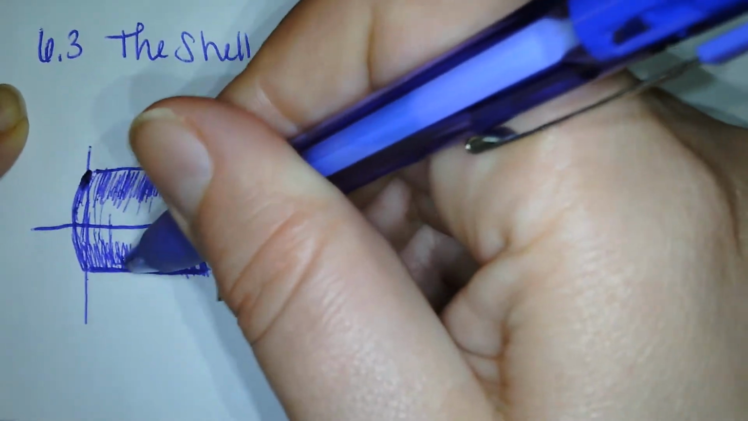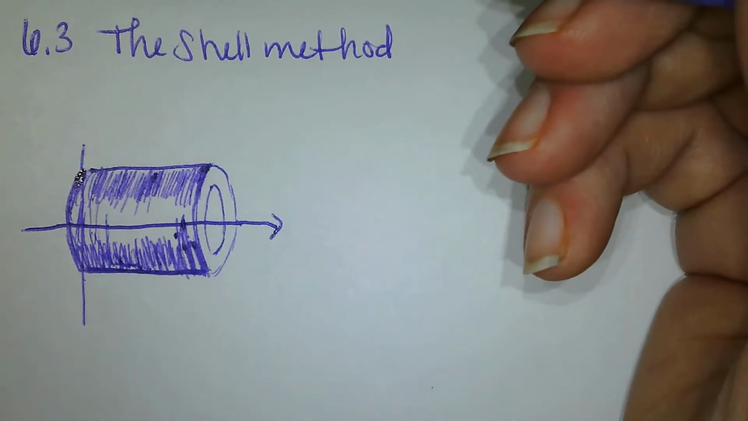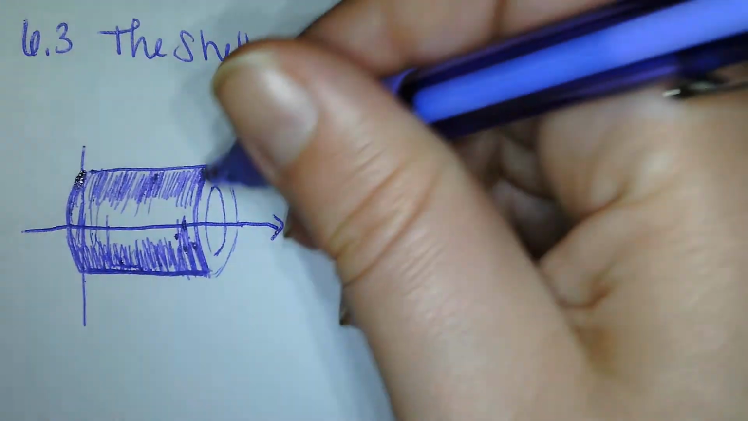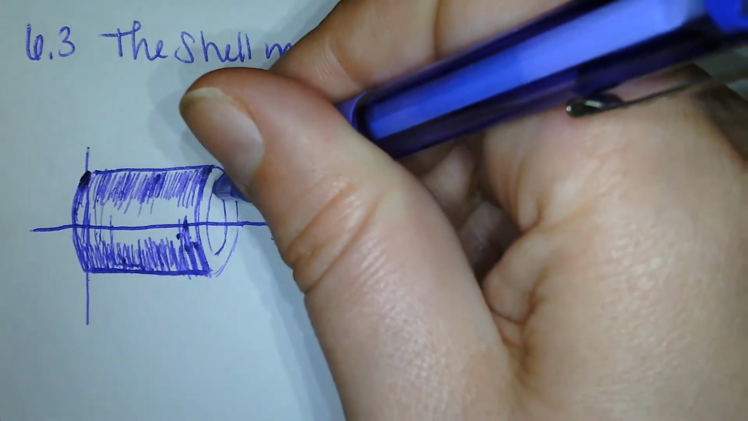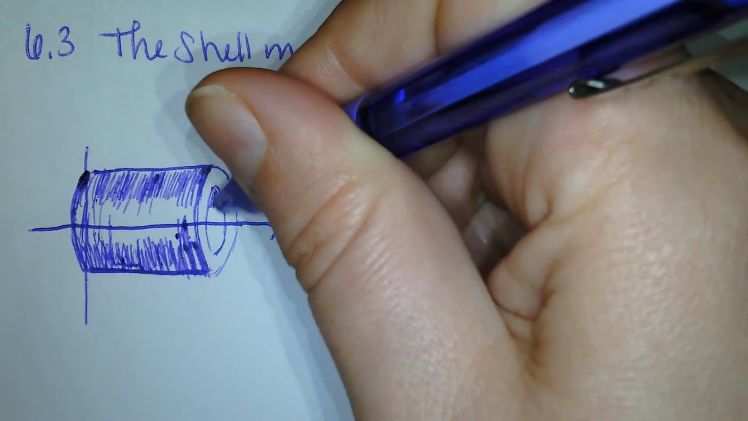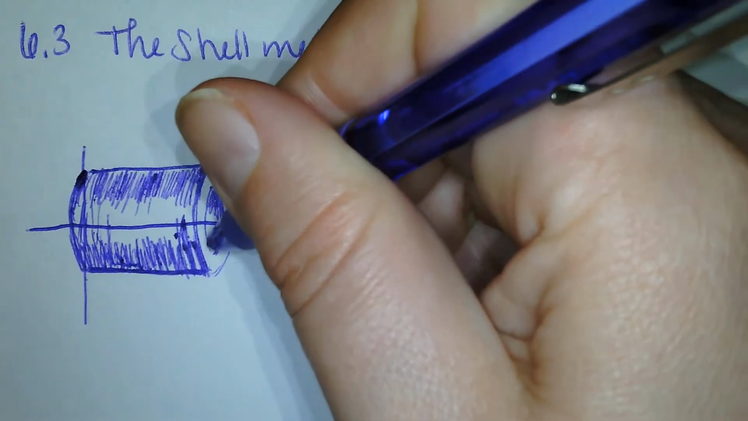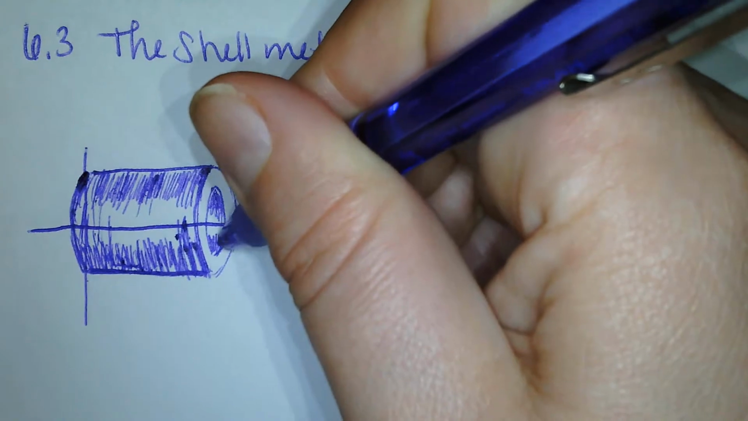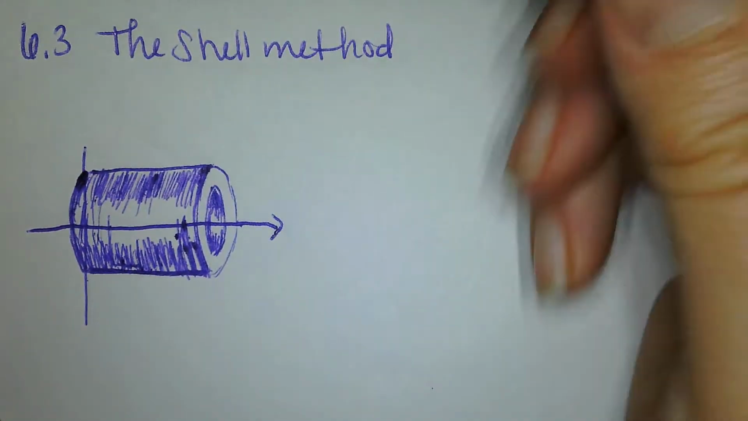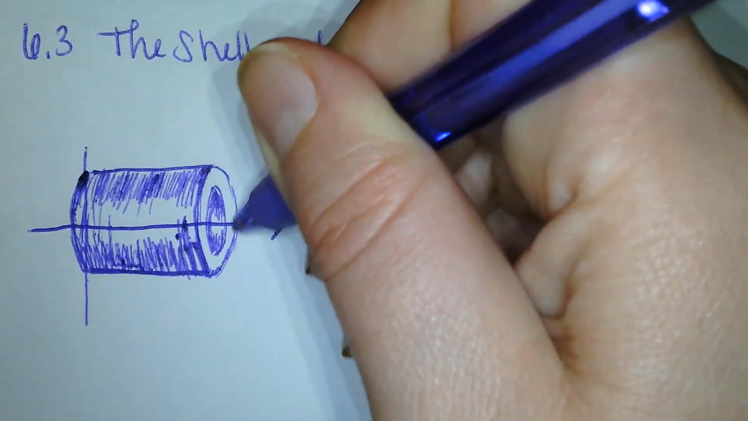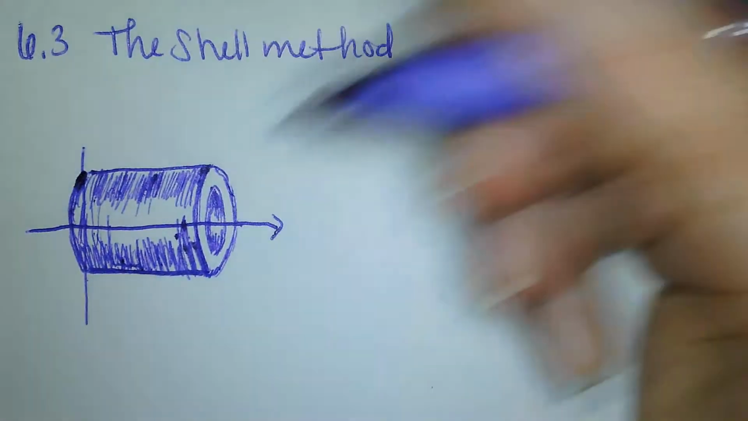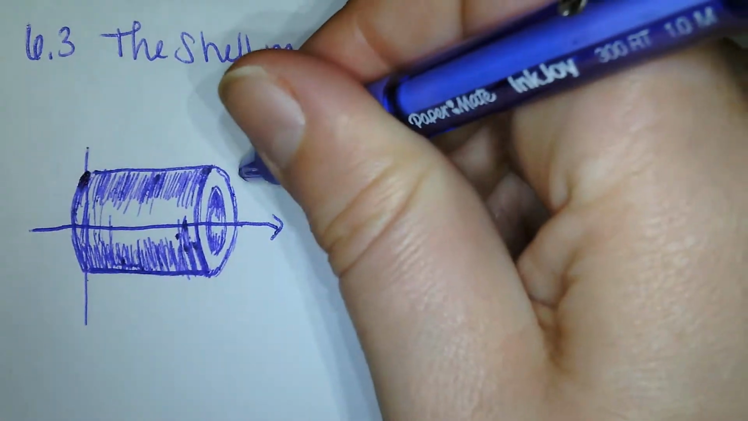But the main difference with the shell method is, if you're rotating about the x-axis and you're using the disk method, you're going to do that in terms of x. If you're rotating around the x-axis with the shell method, you're actually going to do that in terms of y. And the other advantage to the shell method is because you're doing these shells, which are basically a hollow cylinder.